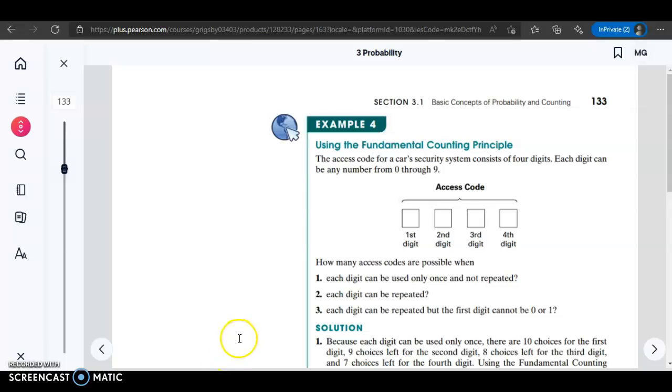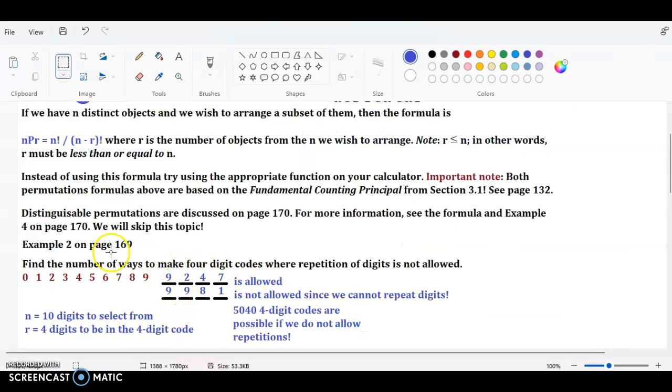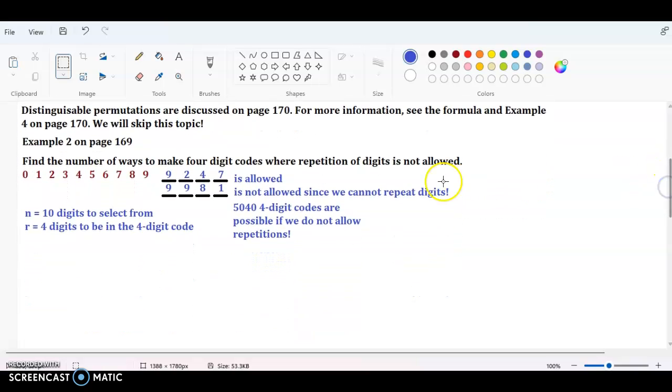So the question is, can we use that fundamental counting principle to help us solve this problem, example 2 on page 169? And the answer is yes. If we think about the total number of 4-digit access codes that are possible, all we have to think about is in how many ways can we choose the first digit? Assuming we cannot repeat digits, when selecting your first digit in this code, you have 10 digits to start with, so you have 10 possibilities for that first digit.